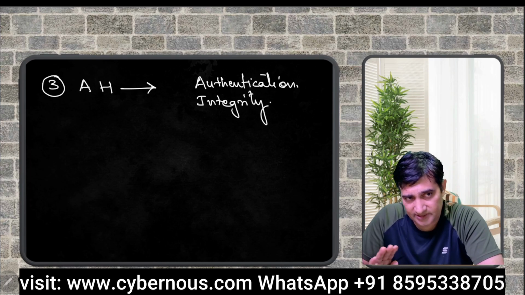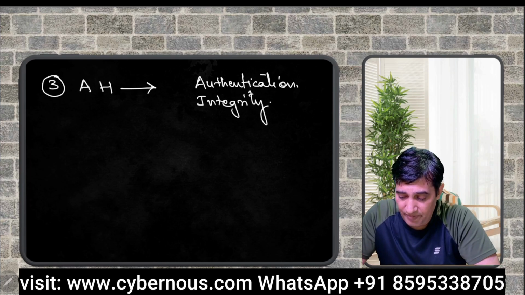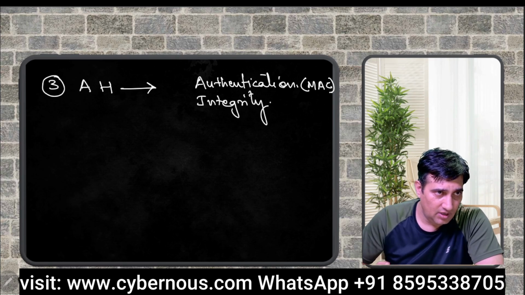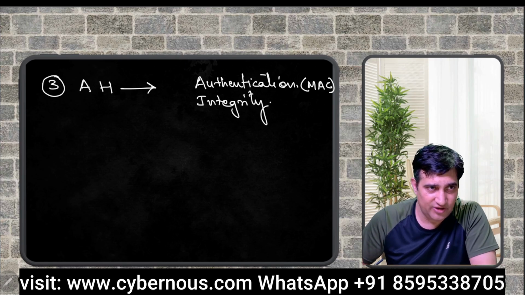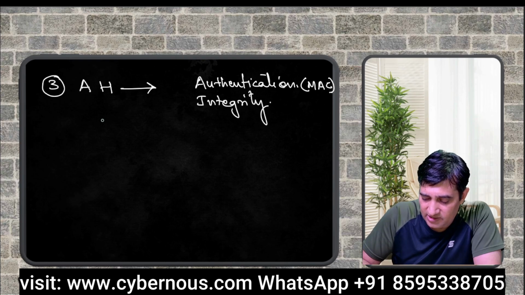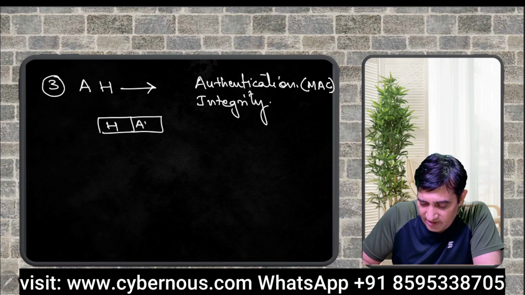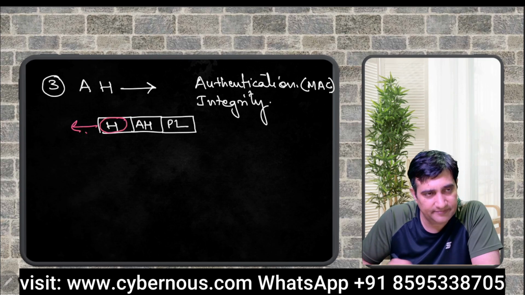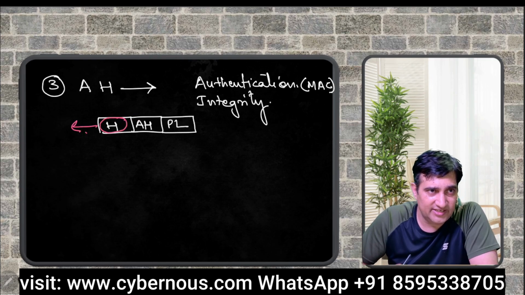Okay, authentication, how is authentication provided to you? Based on message authentication code, MAC. And I think in domain 3 I have already explained how that entire thing works, right? So what will happen is this is your header, and this is your authentication header which will come in between, and then will be your payload. And on your original header itself you are going to use it. So that's your authentication header.